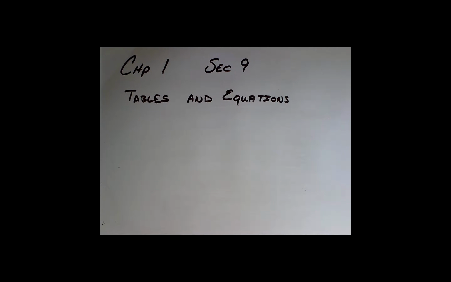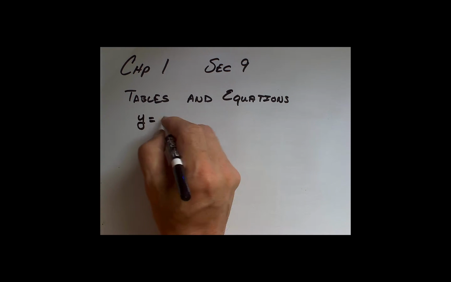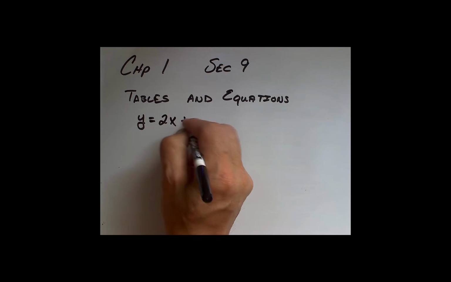Chapter 1, Section 9, Tables and Equations. We're going to learn how to take an equation and use a table to figure out the solutions for that equation. Now the equation I'm going to use in this case is going to be y equals 2x plus 1.